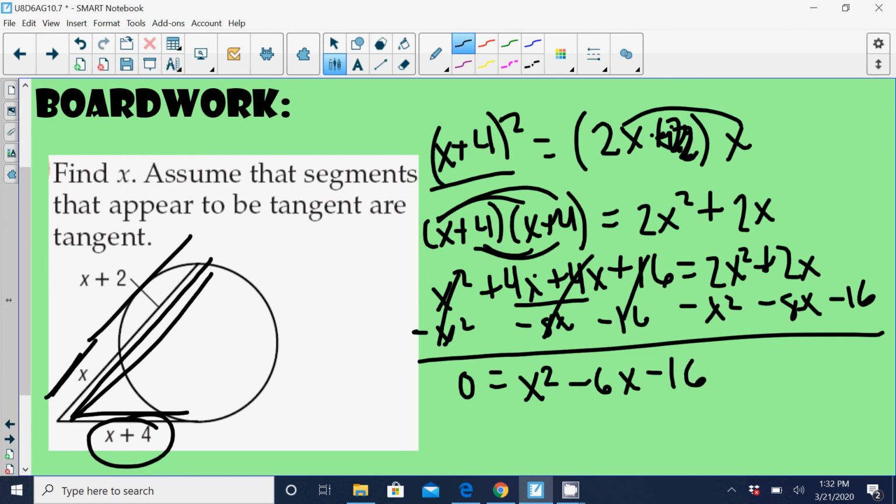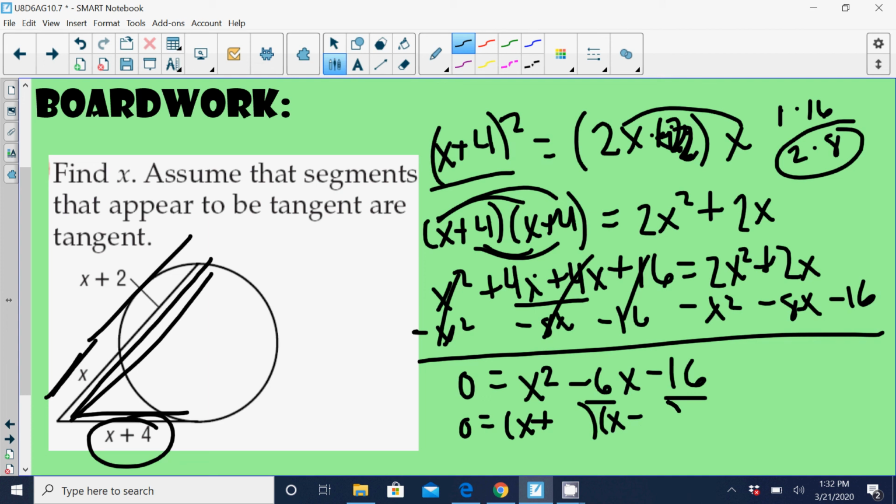So the way that we read this, factors of 16 that subtract to give me negative 6. My factors of 16 would be 1 and 16, 2 and 8, and 4 and 4. The 2 and 8 will subtract to give me 6. So we need to factor. From here I have 0 is equal to (x plus) and (x minus). Since I want it to be a negative 6, that tells me that the 8 has to go with the negative, and then I put the 2 over here.